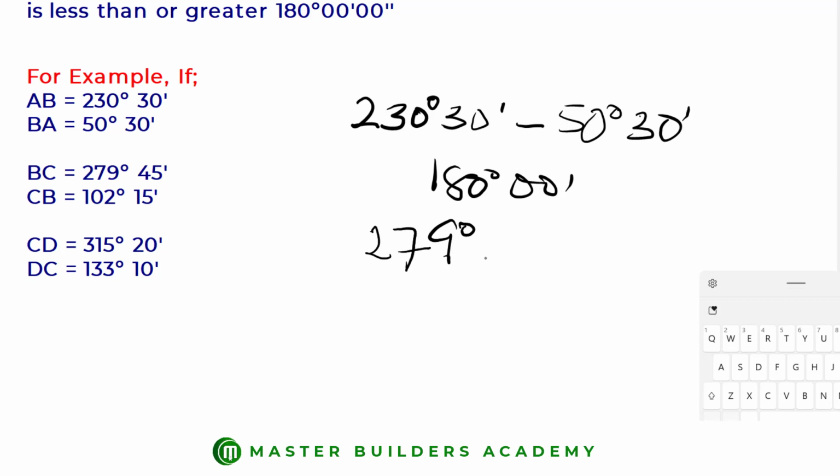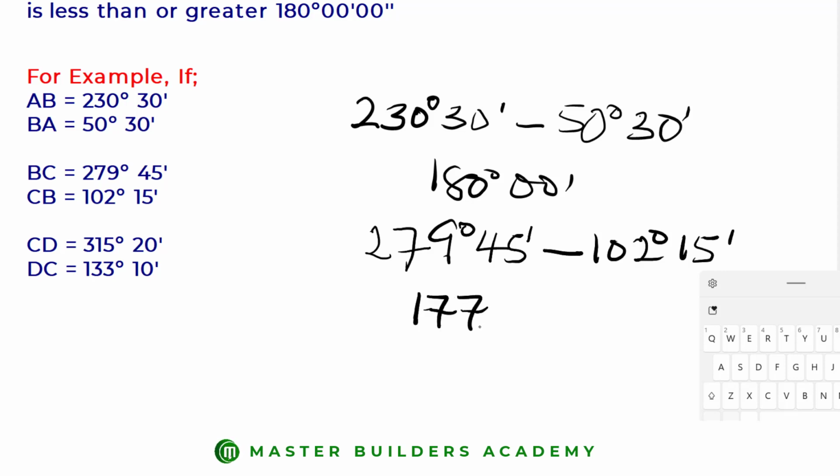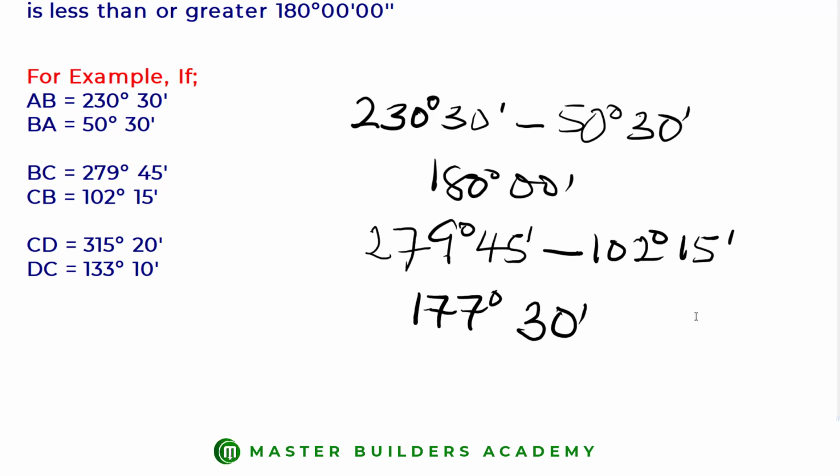297 degrees, 45 minutes minus 102 degrees, 15 minutes. Now, when we find the difference between these two values using a scientific calculator, we have 177 degrees, 30 minutes. So as you can see from this result, you can boldly see now that the difference between the forebearing and back bearing gave us 177 degrees, 30 minutes.